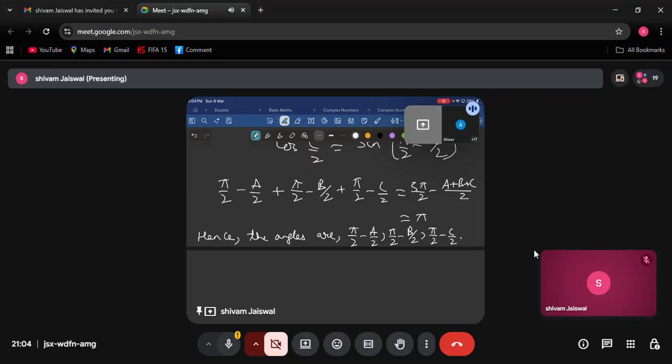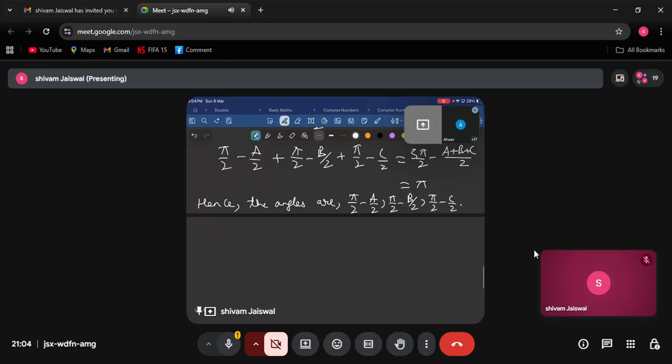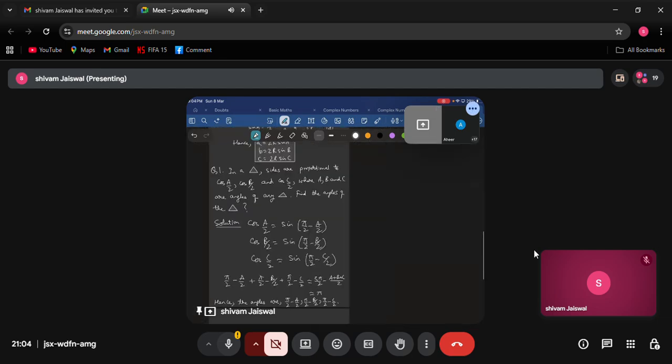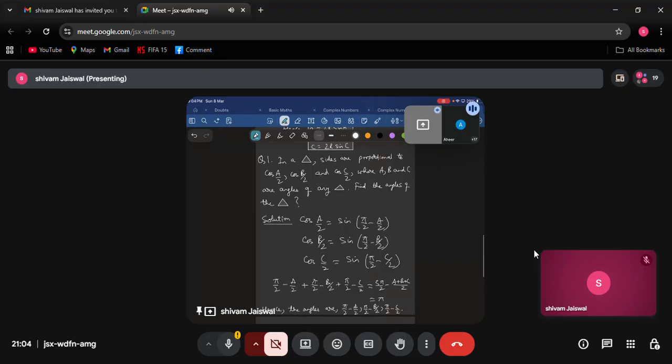Are you getting it? Yes, sir. These will be the angles: pi by 2 minus A by 2, pi by 2 minus B by 2, pi by 2 minus C by 2. Now when you write A by sine of pi by 2 minus A by 2, it will become A by cos A by 2. Then B by sine pi by 2 minus B by 2 will become B by cos B by 2. So that's why the sides are in proportion with cos A by 2, cos B by 2 and cos C by 2.